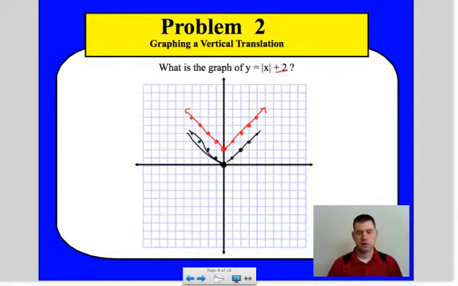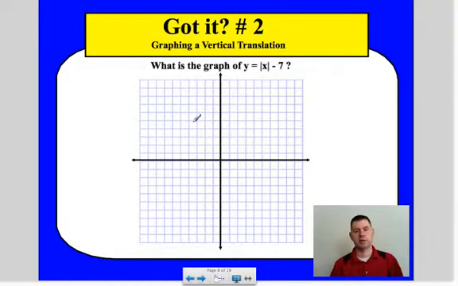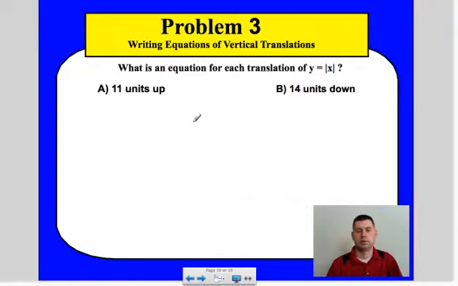I don't know why that left side's hard for me. Okay, and then what you should notice is that every one of these points is 2 units away, so they're actually running parallel to each other. So, got it number 2 here. I want you to go ahead and graph y equals the absolute value of x minus 7. Again, it's minus 7, so what happens?